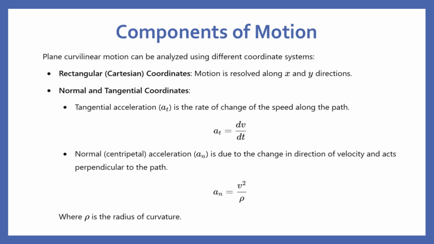Breaking down motion into components is like being a motion detective. We're separating complex movement into simpler, manageable pieces. In a curved path, we can resolve motion into horizontal and vertical components, or tangential and normal directions. It's similar to how a complicated dance move can be broken down into simpler steps. By understanding these individual components, we can predict and analyze even the most complex motions with remarkable accuracy.